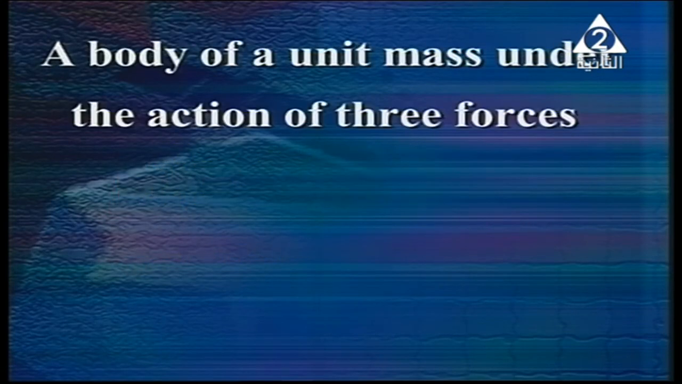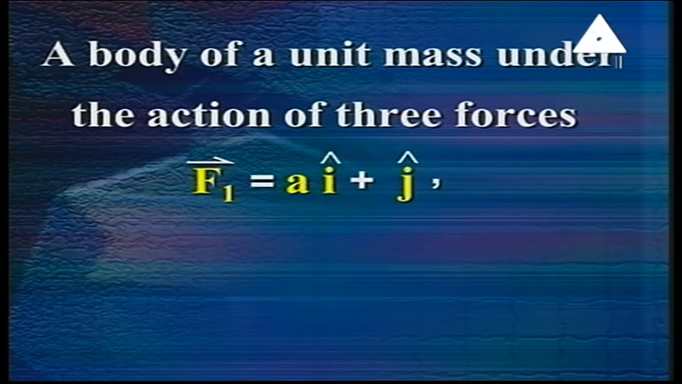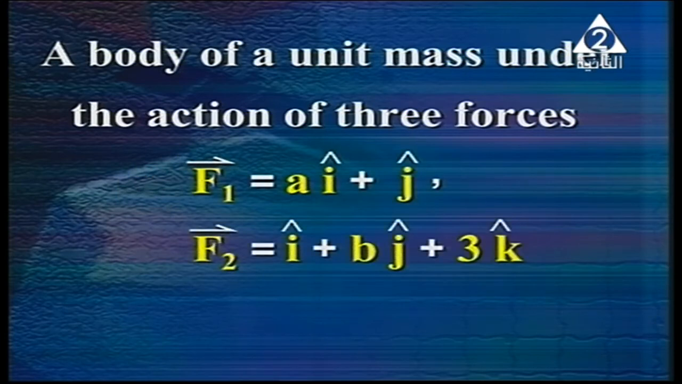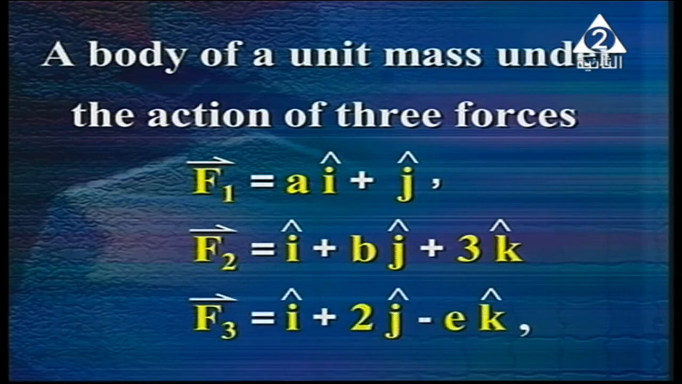R equals 603. Now we translate to another example. Look at, dear student, a body of unit mass under the action of 3 forces. F1 equals AI plus J, F2 equals I plus BJ plus 3K, F3 equals I plus 2J minus EK. We have 3 forces. The first force AI plus 1J, the second force I plus BJ plus 3K, F3 or third force I plus 2J minus EK.